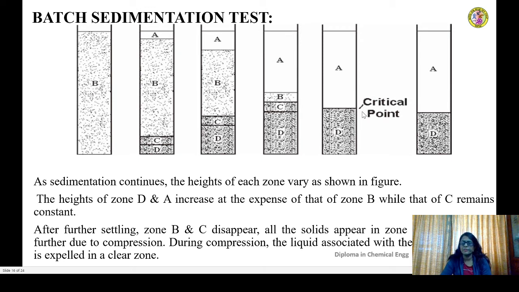From this point onwards, we expect that the zone D thickness or height will decrease due to the compression of zone D, and the zone A thickness will increase until a final stage is reached when zone D and zone A reach their final height, and that is the end of the settling process.